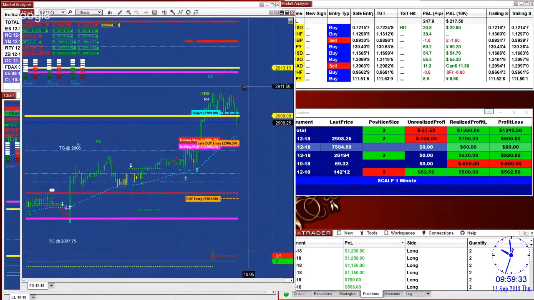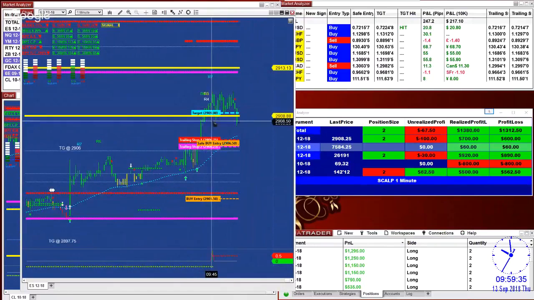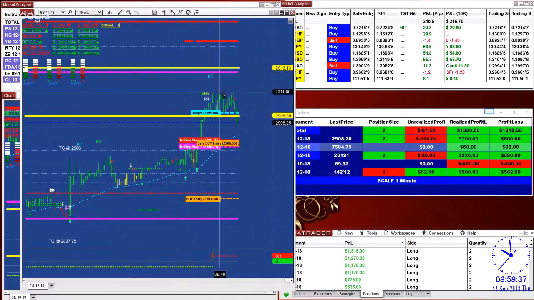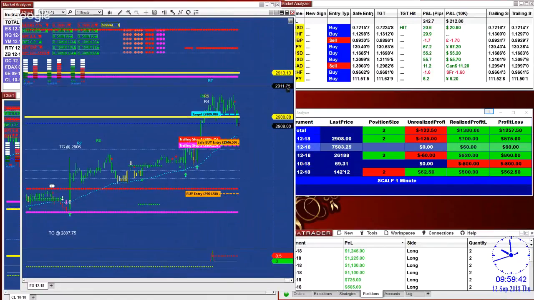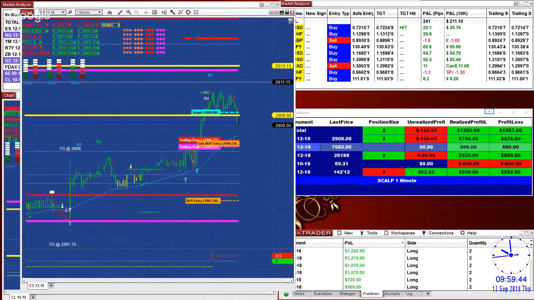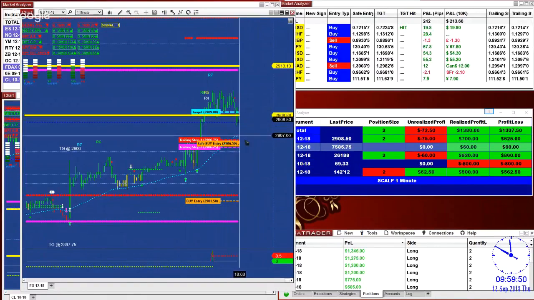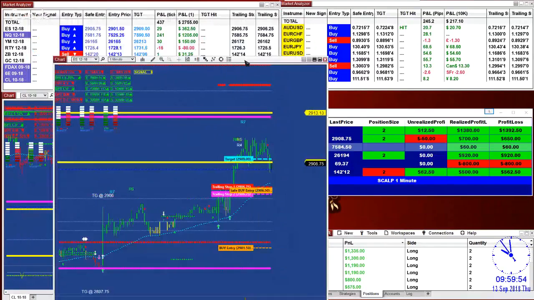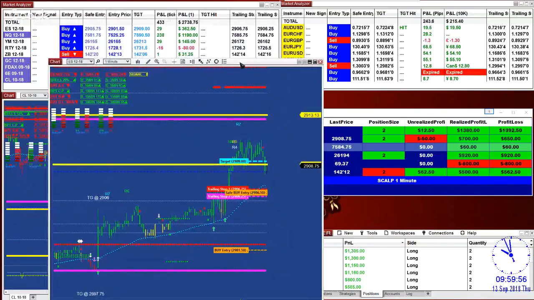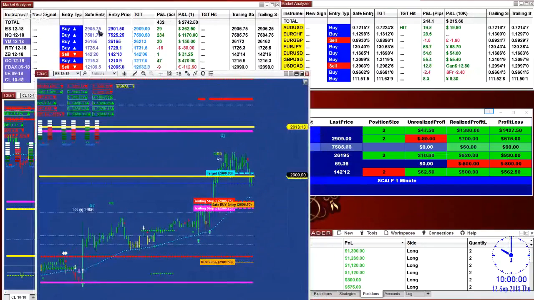Because we know after we hit this target, there are two yellow lines and there is no more potential long. So now, once the auto trade takes this trade out, if we look at the market analyzer, which a lot of amateur traders don't know about, they don't understand that. The pullback re-entry.